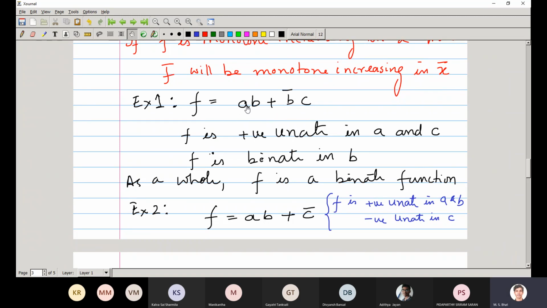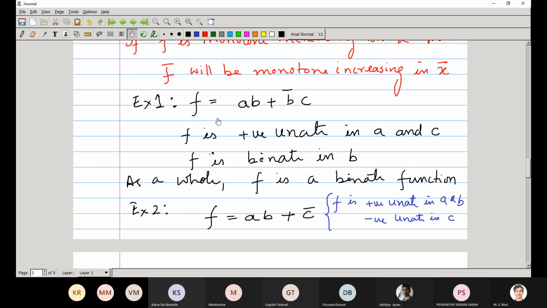Suppose A is 1, C is 0. B changes from 1 to 0. A is 1, B is 1. So F is 1. Now B changes from 1 to 0. Then what happens? This becomes 0. So F changes from 1 to 0.